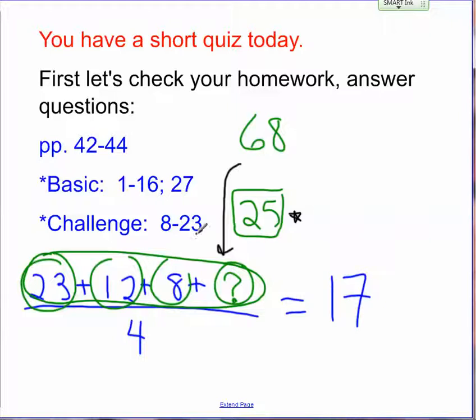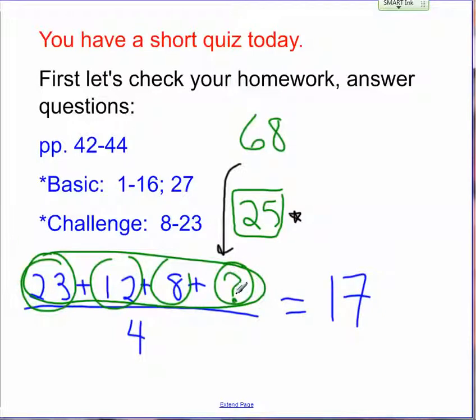And this was a great problem. It was the last one, number 23 for the challenge. And I just left how we found the solution here because this is a problem that sometimes kids struggle with. So you were told that a certain person had scored 23 points in a basketball game, 12 in another, 8 in another, and couldn't remember how many points they'd scored in a fourth game, but they knew that their mean was 17. And so the question was, how can you work backwards to find this missing number of points that she scored?